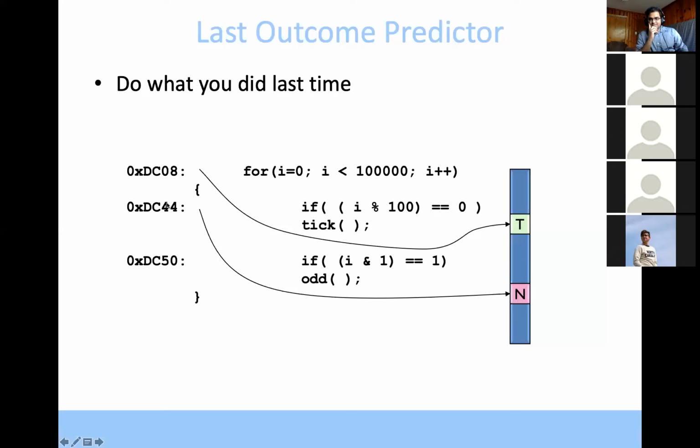It would do pretty well because 99.9% of the time you're not going to take it. Okay. How would it do on DC50? Like half right, half wrong? Well, it's actually, sorry.